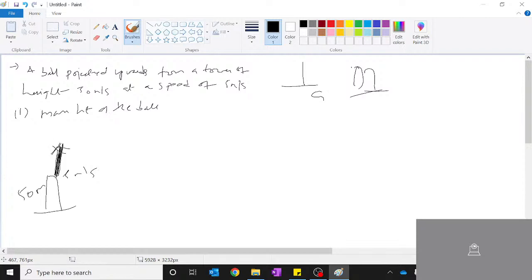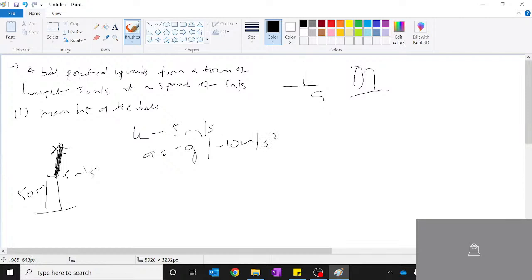Now for this, we have already seen how to find the equation. You were given u, which, because it is going up, is positive 5 meters per second. Because the acceleration always acts down, your a is minus g. In this case, again for simplification, we take it as minus 10 meters per second squared.